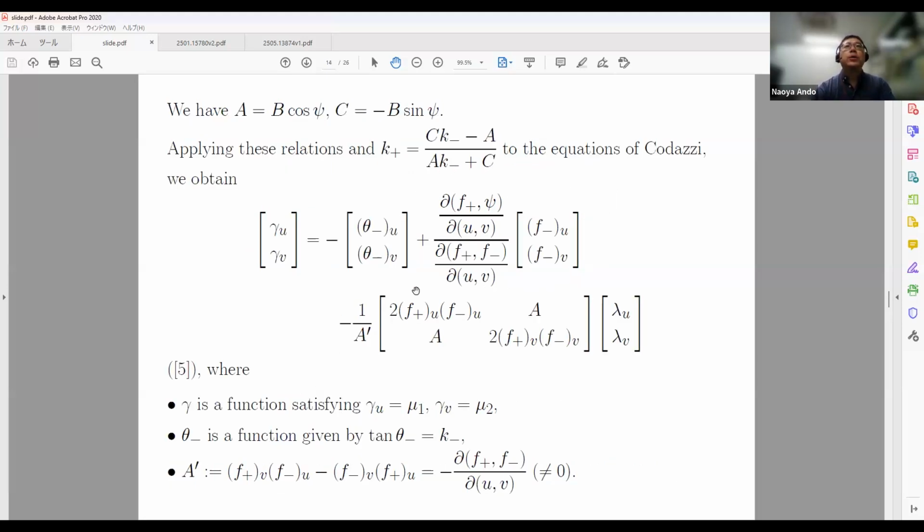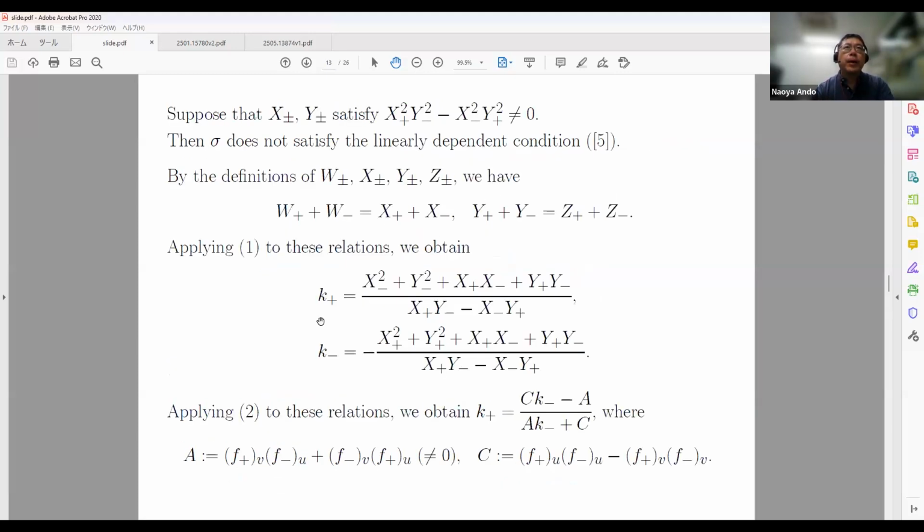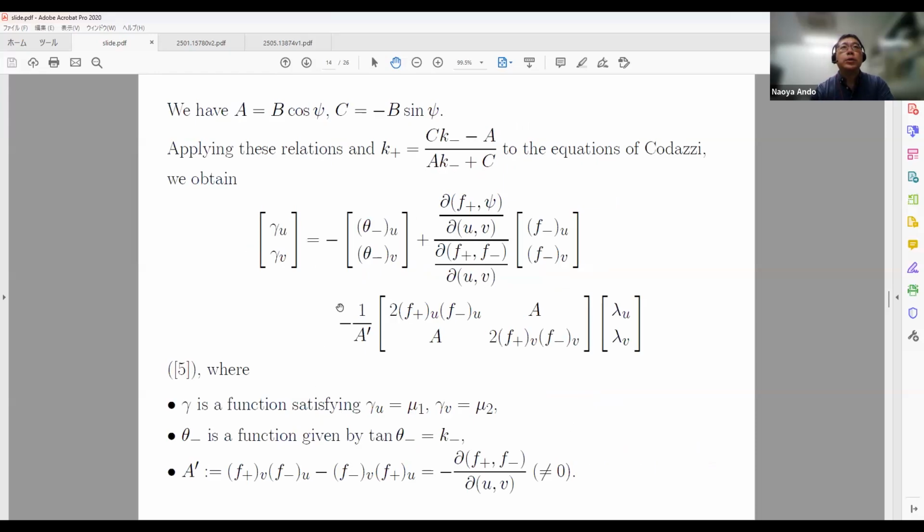This overdetermined system gives a characterization of surfaces with degenerate twistor lifts and satisfying the condition that the second fundamental form does not satisfy the linearly dependent condition. This system gives a generic characterization.